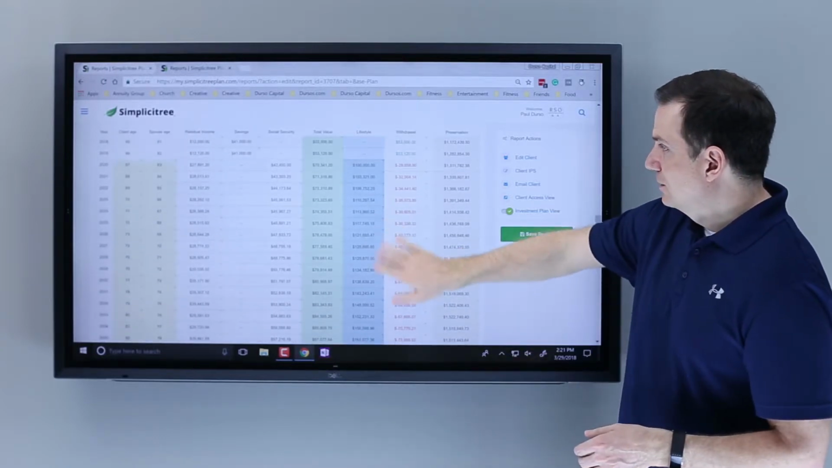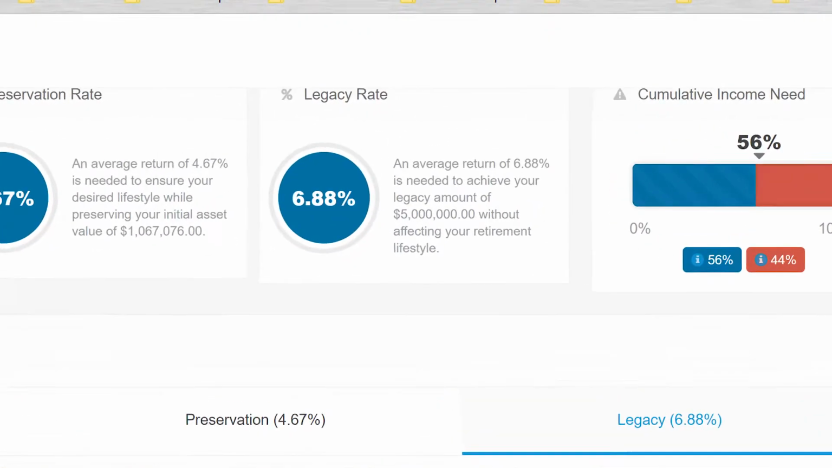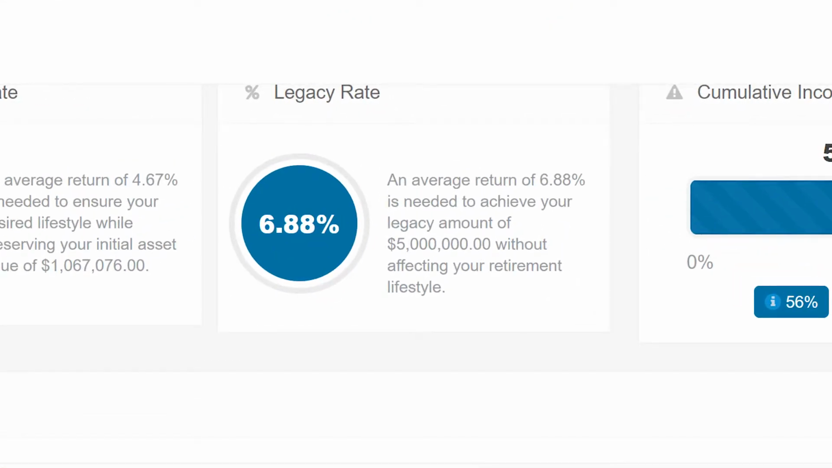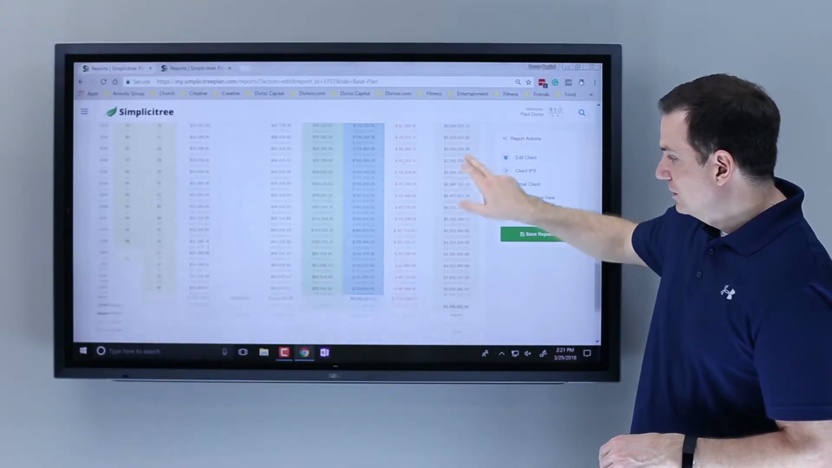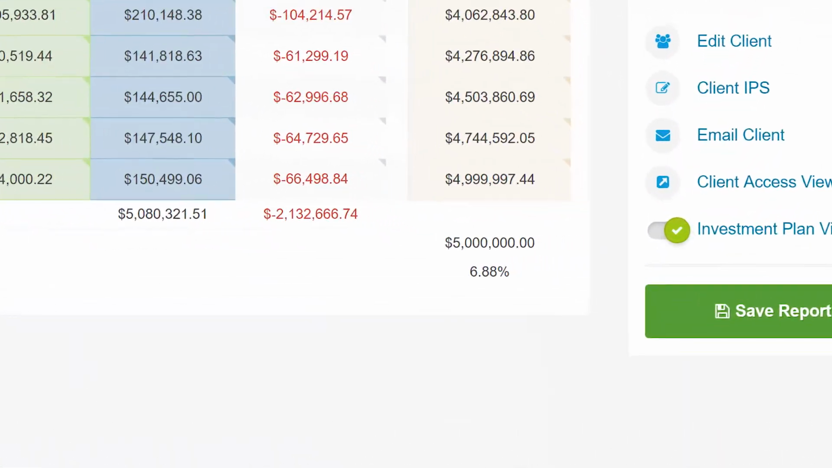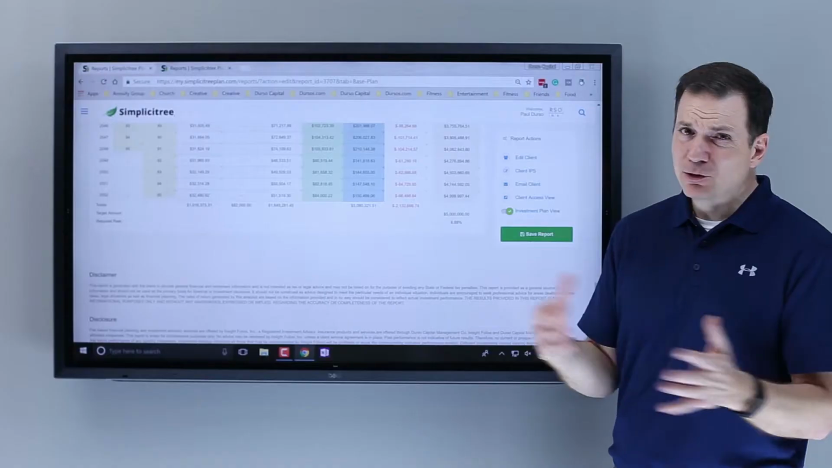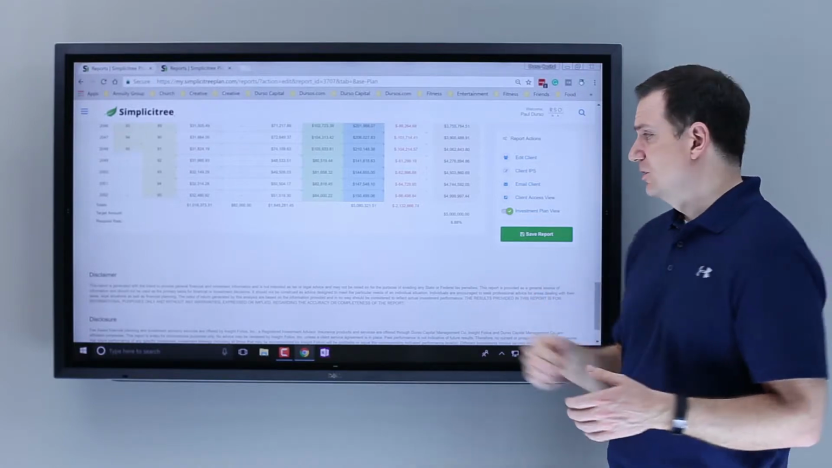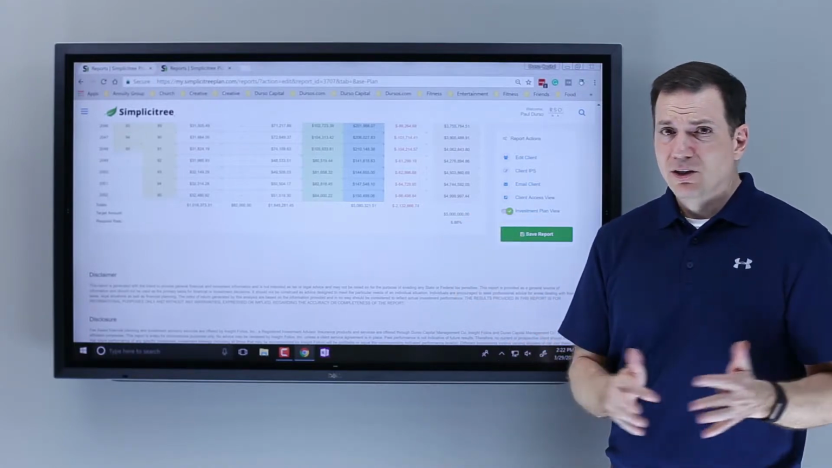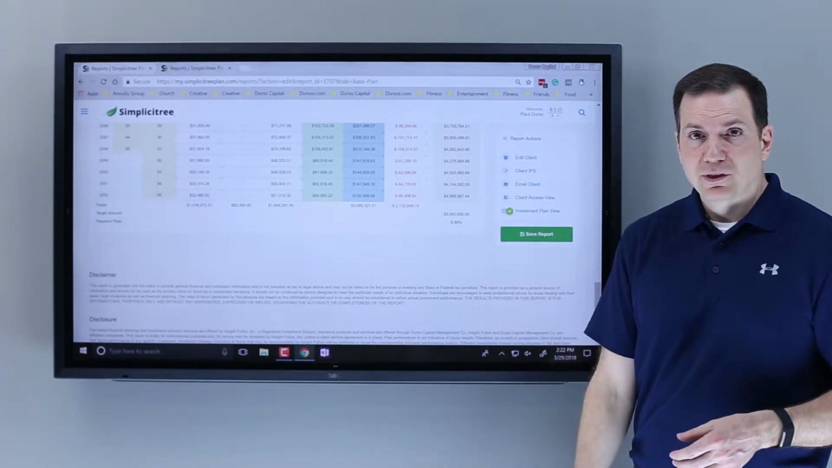The last one is called legacy. And this legacy rate is 6.88% for this particular example. I can tell you they're going to turn their almost 1.1 million into $5 million by averaging 6.88%. And again, those rates of return are calculated every single time you put different inputs in here. So those rates are going to change. They're not the same for everybody, obviously. But for this example, that's what they are.